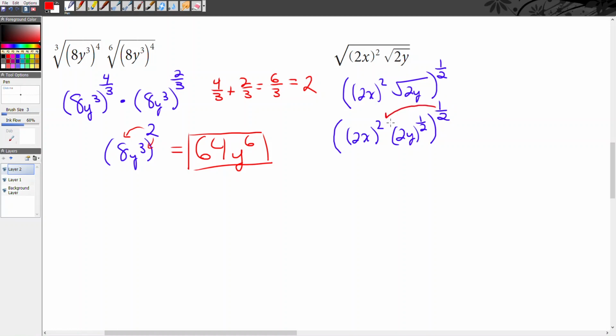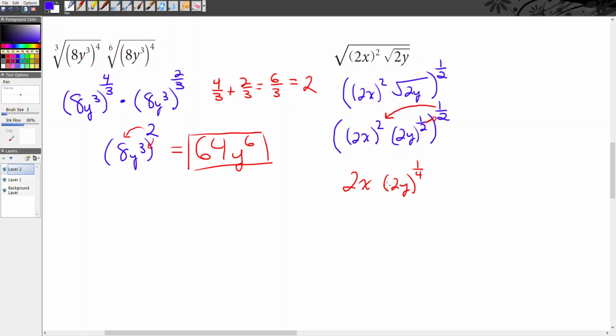When you raise a power to a power, you multiply. What's 2 times half? 1. So I basically have 2x to the first power, which is just 2x. Then same thing over here. What is 2y to the half power raised to the half power? Again, when you raise a power to a power, you multiply. So this becomes 2y to the 1/4 power, because half times half is 1/4.